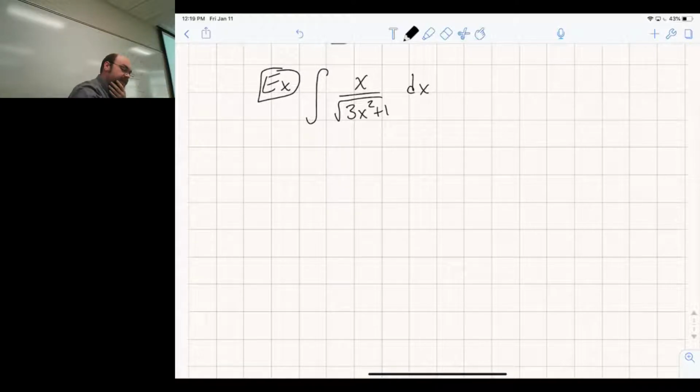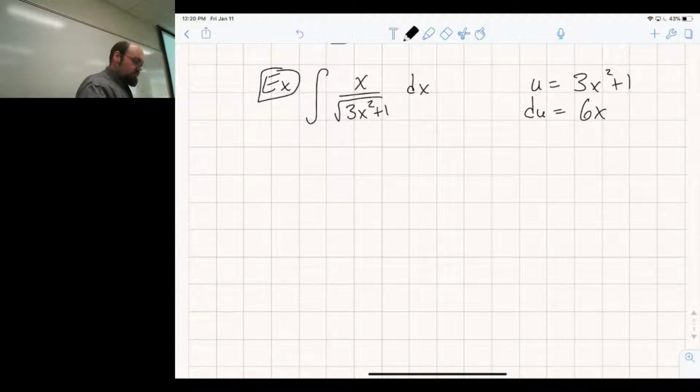What would be something that you could pick that when you take its derivative, we could maybe somehow force it to be in the problem? 3x squared plus 1. Beautiful. You'd be like, wait. The derivative of 3x squared plus 1 is 6x. I don't have a 6x in there, right? So I do have, however, x dx, right?